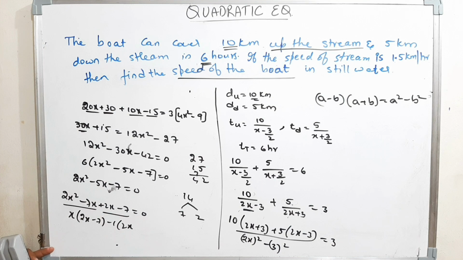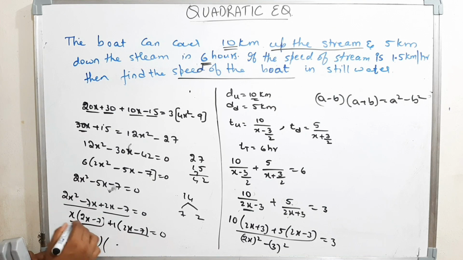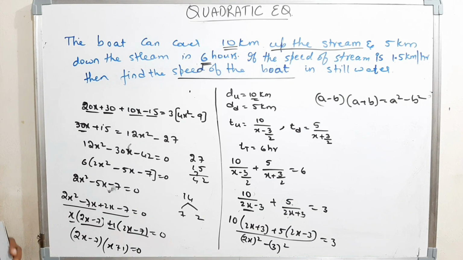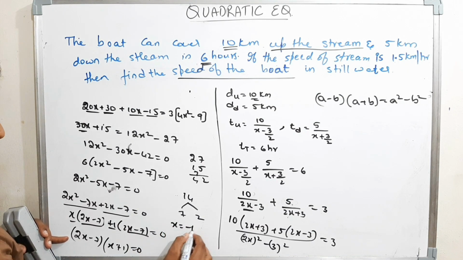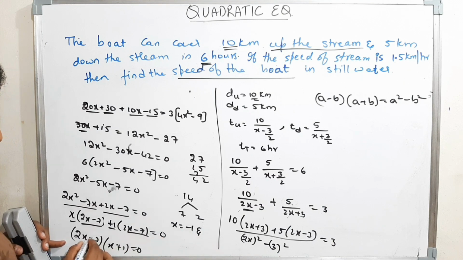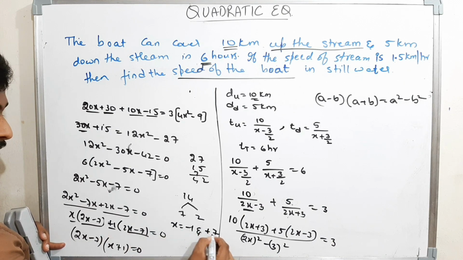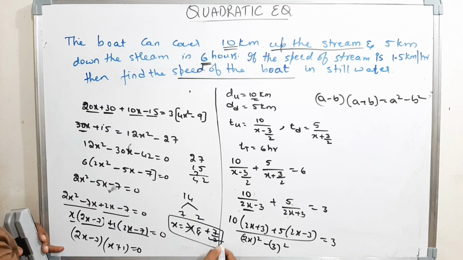If I take minus 1, what will you get? Okay, I am taking plus 1 common. 2x minus 7 equal to 0. Therefore, take the commons. 2x minus 7 into x plus 1 equal to 0. Now what will you get if you solve? You will get x is equal to minus 1 and x is equal to plus 7 by 2. Speed can't be negative. Therefore, I am taking speed as 7 by 2.